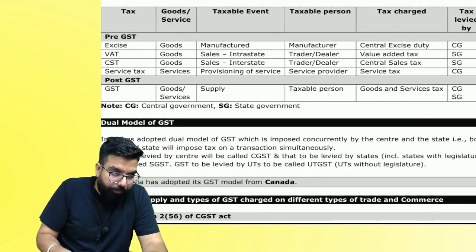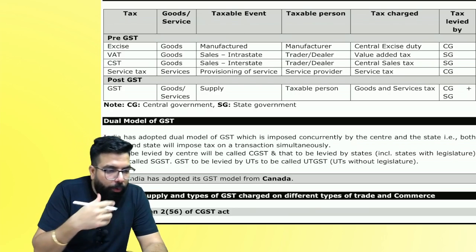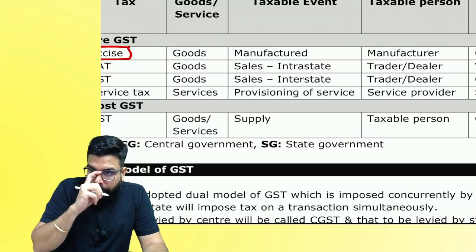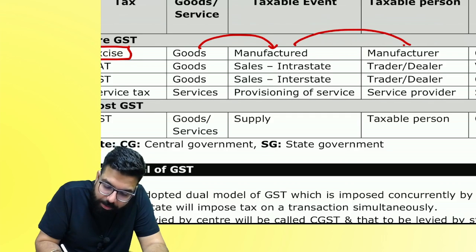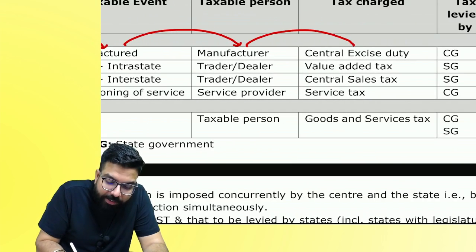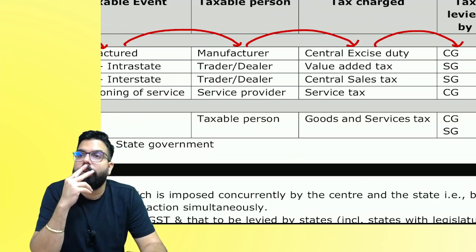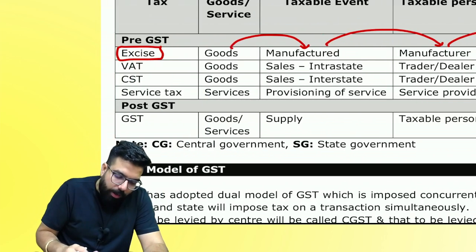See here. Earlier, what used to happen? Whenever goods were manufactured by a manufacturer, excise duty used to get charged. And who used to take it? Central government. Are we clear?